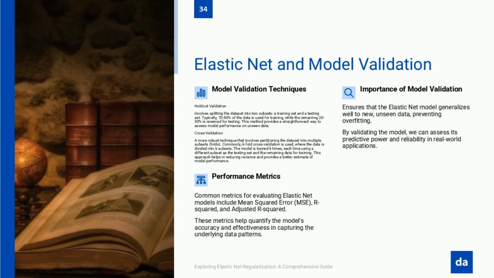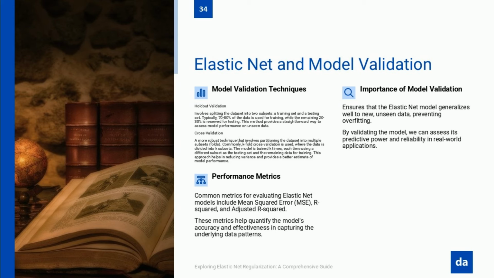We divide our data set into a training set where the model learns and a test set where we evaluate its performance. A well-performing model should have similar accuracy on both sets. If training accuracy is much higher than test accuracy, we're looking at overfitting, meaning the model memorized patterns instead of learning generalizable rules. Another key validation method is cross-validation.